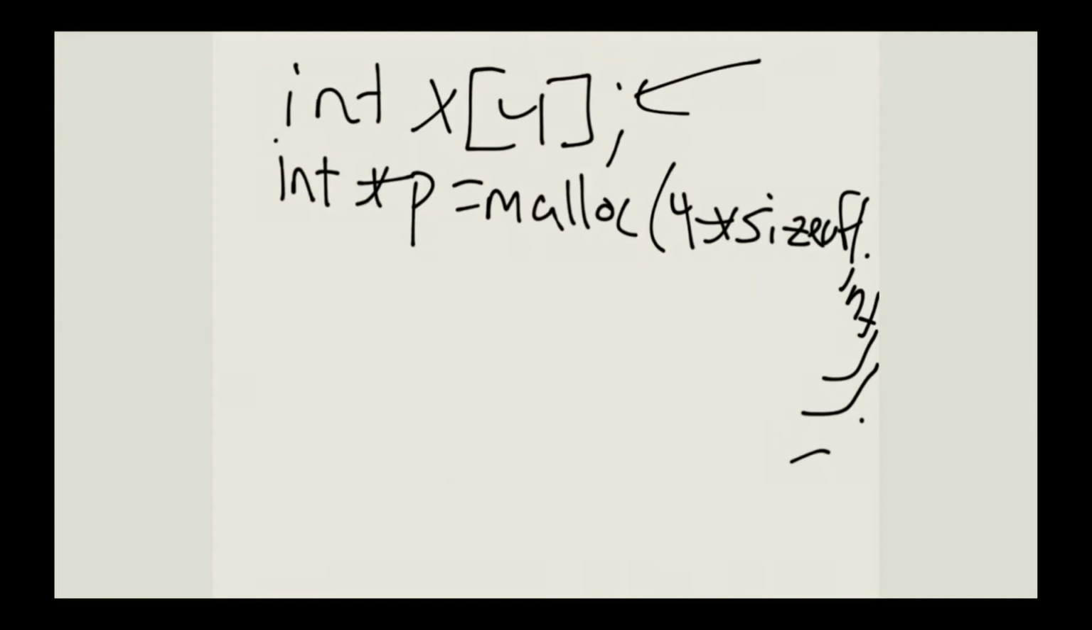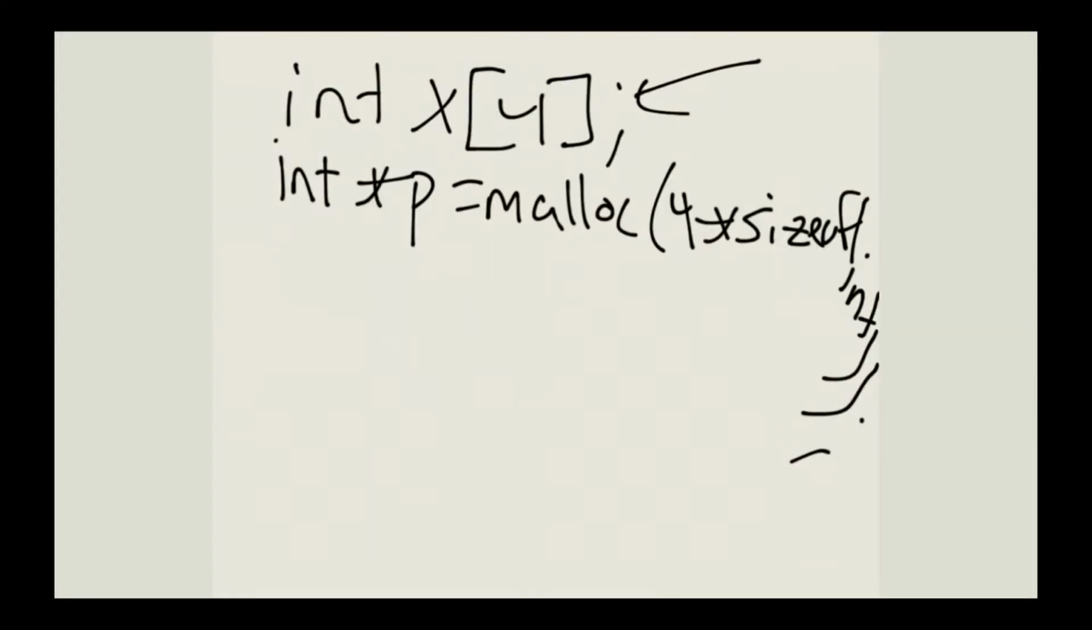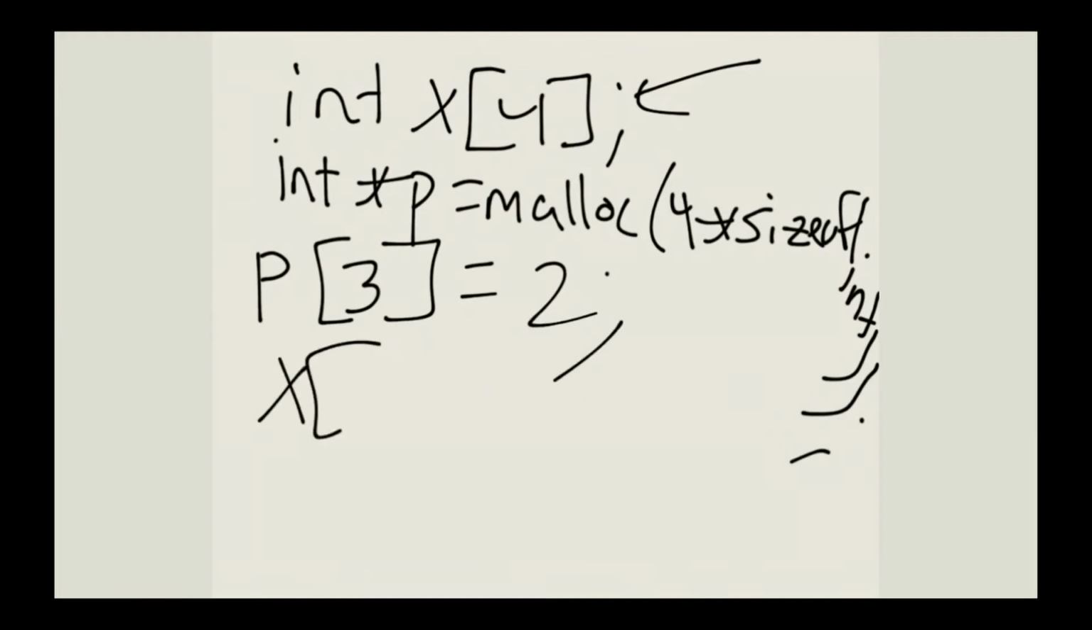It's going to create a 4 integer block on the stack for this array. But this malloc of 4 times size of int is going to go on the heap. After this point, I can use x and p in pretty much the same ways, other than the exceptions I said before, like you can reassign p. Technically their sizes are somewhat different, but that's completely irrelevant. You never actually use their sizes. So I could say p[3] equals 2 or x[3] equals 2. You can use them in exactly the same ways.